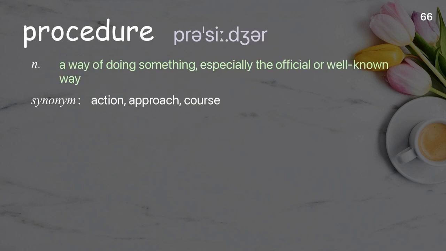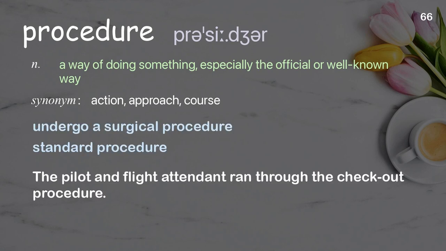Procedure. A way of doing something, especially the official or well-known way. Examples: undergo a surgical procedure. Standard procedure. The pilot and flight attendant ran through the checkout procedure.